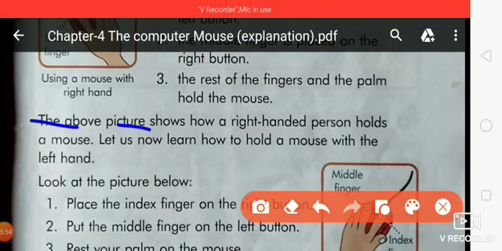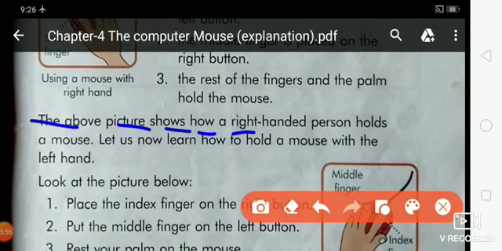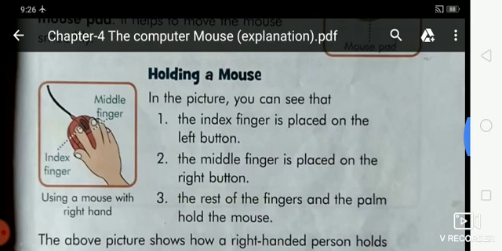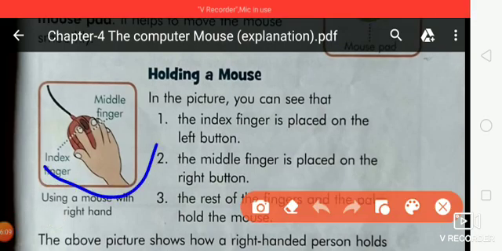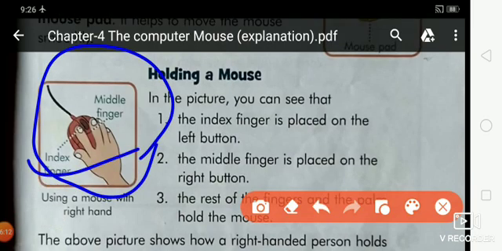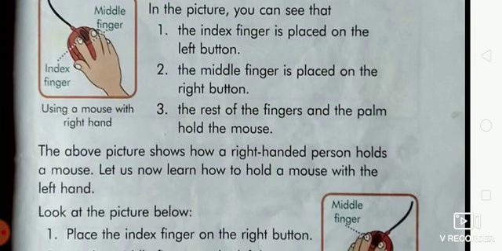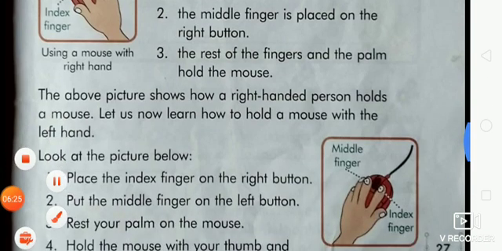The above picture shows how a right-handed person holds a mouse. Let us now learn how to hold a mouse with the left hand, okay. So students, in this picture you learned how a right-handed person should hold a mouse, and now you will learn how a left-handed person should hold a mouse, okay.